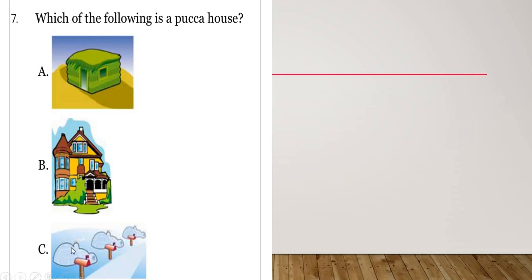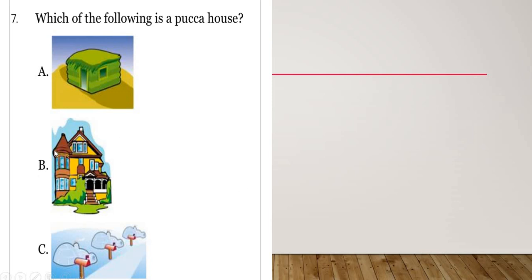Ignore this. This is not a pucca house. So you need to select the house which is made up of bricks and cement. That is what the pucca house means. This is what we have already discussed. Do you think this is made up of bricks? No, it looks like it is made up of straw and some other materials.